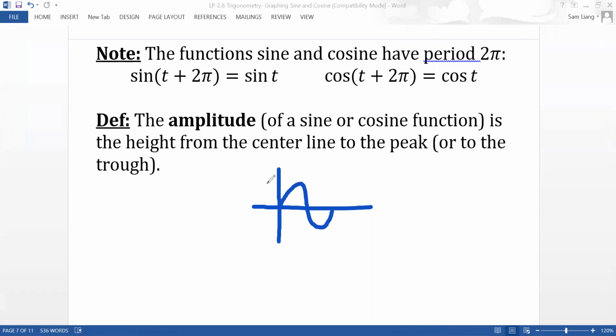So the amplitude is the height from the center line. The center line is here, it cuts it in half, to the peak, so the peak is here, or to the trough. The trough is here. So the amplitude in this case will be 1. From the center line to the peak is 1. Same thing for center line to the trough, it's 1. So that's your amplitude.